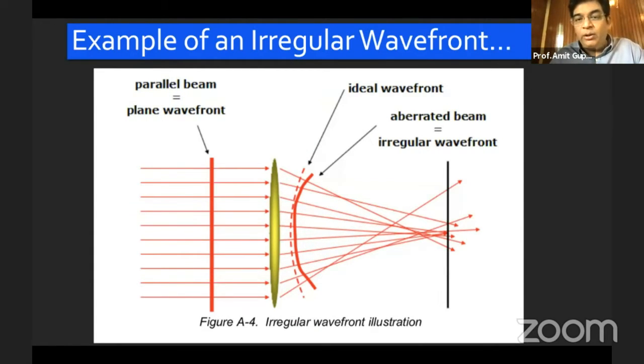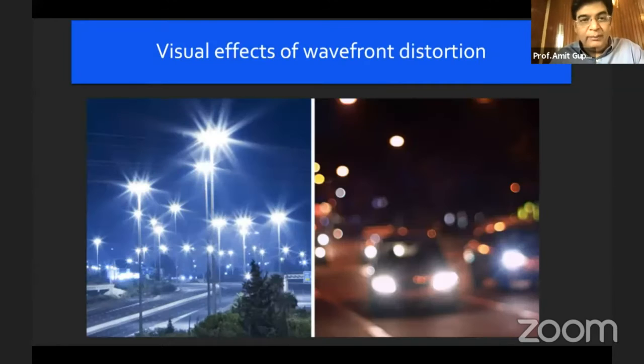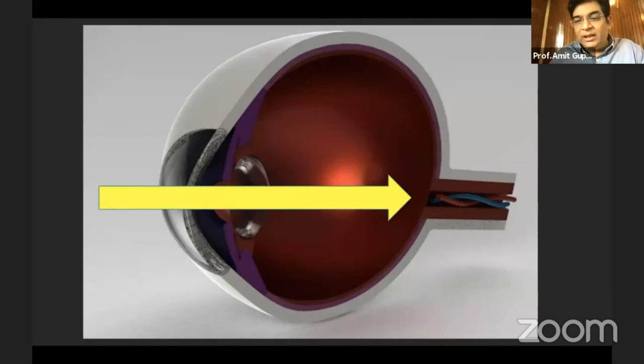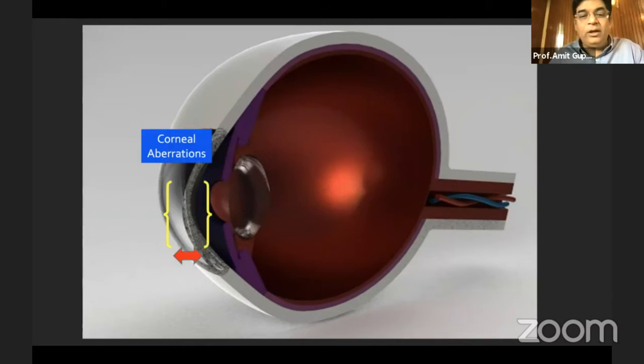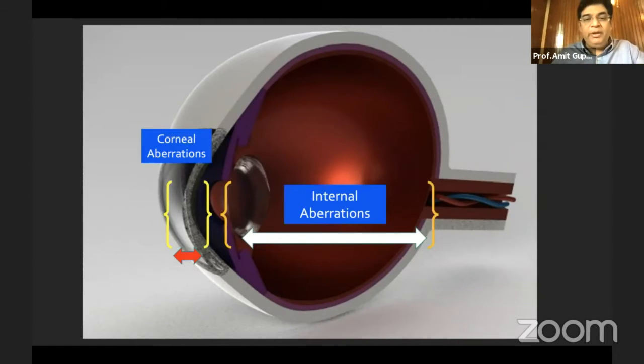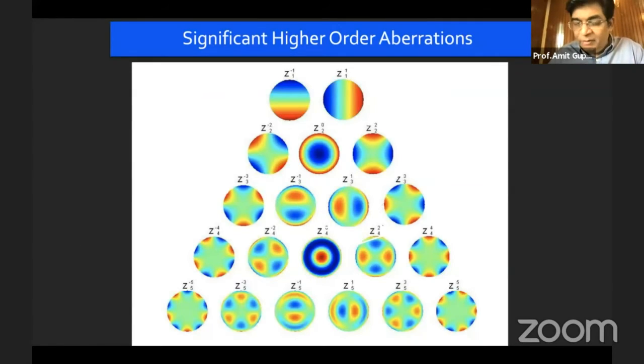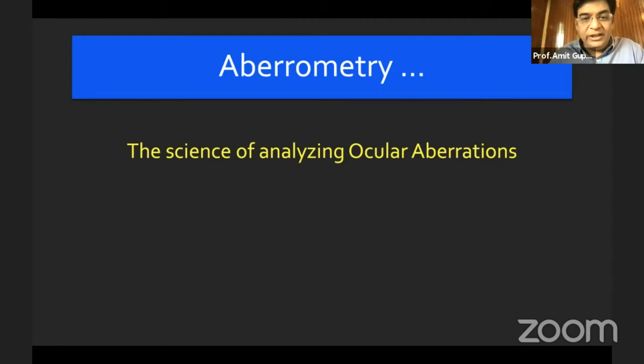This is an example of an irregular wavefront, so the beams of light are going crisscross. Of course, the patient is going to have symptoms: glare, halos, ghosting, and all other symptoms which can be explained by these kinds of aberrations which occur once the light passes through the media of the eye. So we have the corneal aberrations, and we have the internal aberrations, by which we mean the lens and the media of the eye. Overall, we can then study the total aberrations. These have been mapped into significant higher order aberrations, usually of six orders, which are visually significant.